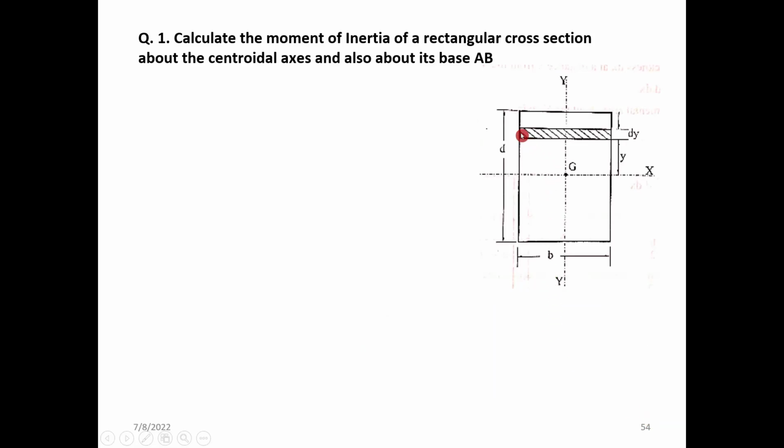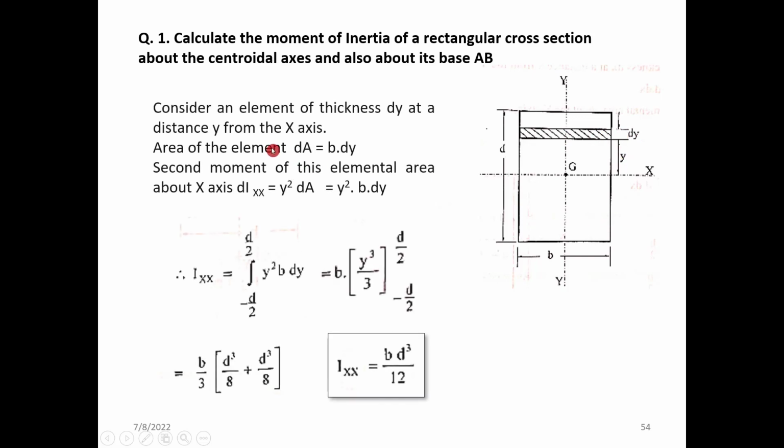So consider an elemental area. For that elemental area, we have the length dy, and this element of thickness dy is at a distance y from the x-axis. So we have the centroidal x-axis here. The area of the element dA is equal to b, the total width of the rectangle, into dy. The elemental thickness will give you the total elemental area.